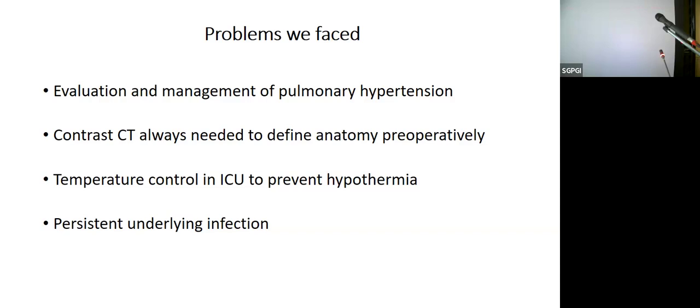Last but not the least, persistent underlying infection. These patients with plethoric lungs are very prone to infection. Their CRPs are constantly high. If we wait, there will be multi-organ dysfunction because of the hyperemia to the lungs. And if we operate with infection, the inflammation will kill the patient.